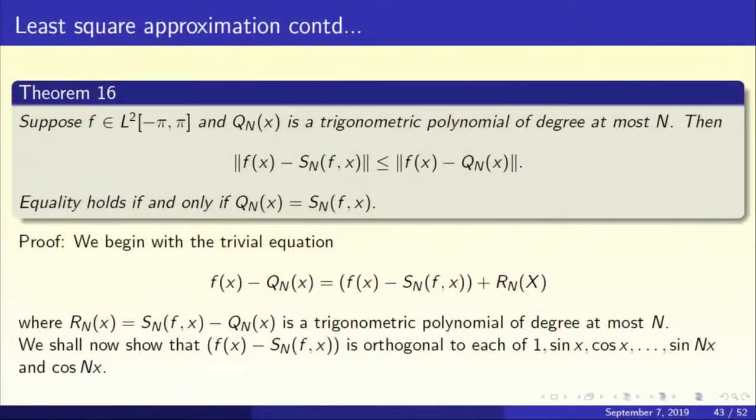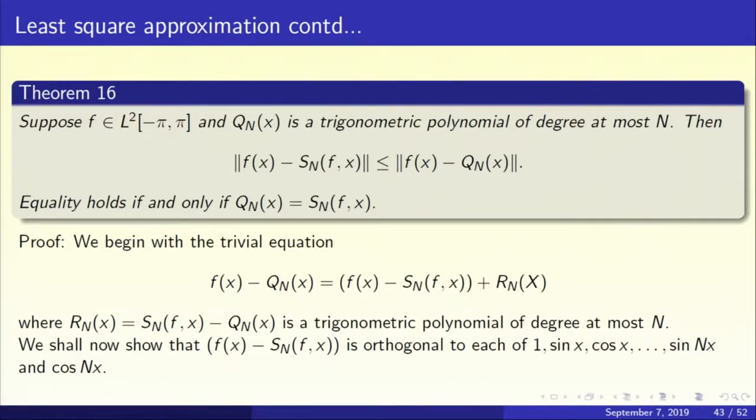You get that ‖f(x) − Qn(x)‖ is greater than or equal to ‖f(x) − Snf(x)‖. So ‖f − Snf‖ is less than or equal to ‖f − Qn‖. That's exactly what we are supposed to prove. When will equality hold? Equality holds if and only if Rn is 0. But what is Rn? Rn is exactly Snf minus Qn. In other words, equality holds if and only if Qn(x) is Snf(x).